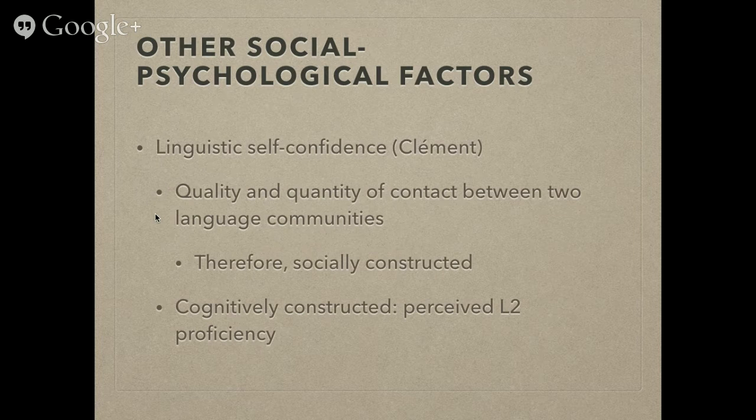So we have this as a socially constructed variable, but we also need to remember that it's cognitively constructed as well. The cognitive construct is related to perceived proficiency that we saw last week. Going back to self-efficacy theory, these are your judgments about yourself. How do you perceive your capabilities or your competencies in this area?